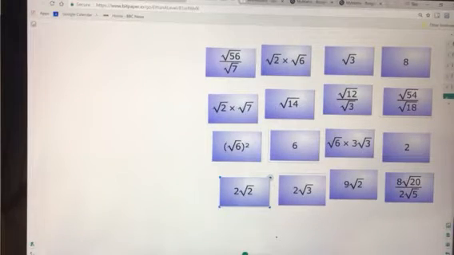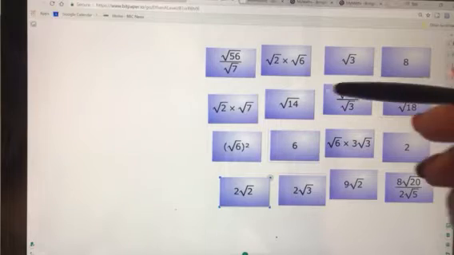Okay, so we're gonna have a little matching game here. We've got a few tiles here on surds, and we're gonna match a question and its right answers. I played this a few minutes ago with my pupil and he seemed to really enjoy it, so I'm gonna share it with you.